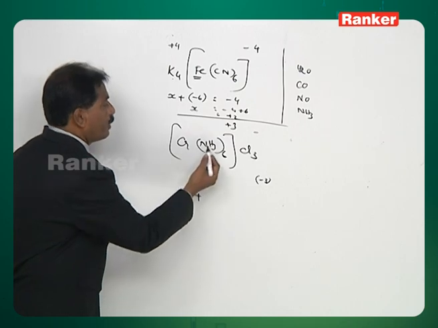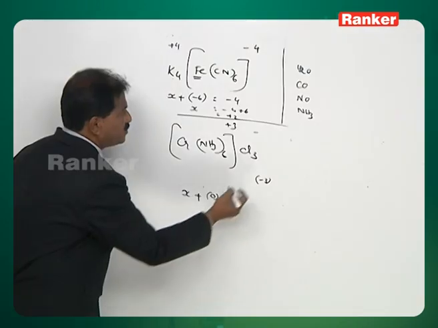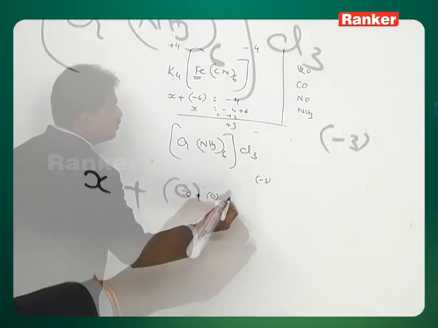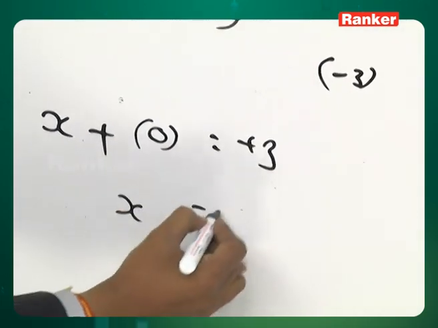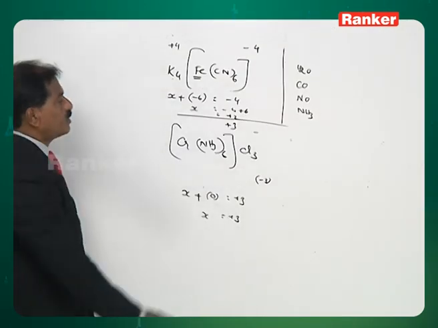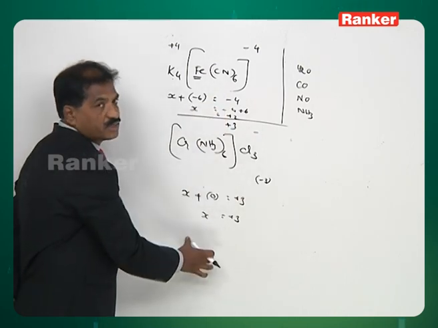Similarly, X. Ammonia: each ammonia has oxidation state 0, a neutral ligand. X plus 0 is equal to plus 3. Therefore, X is equal to plus 3. So, like that, for complex molecules, apply the principles in this manner.